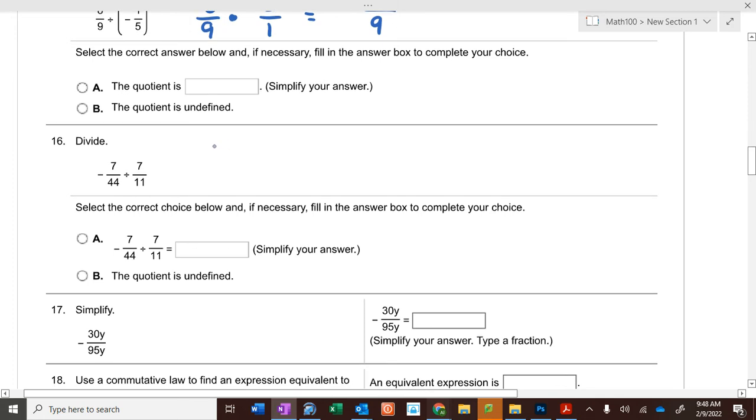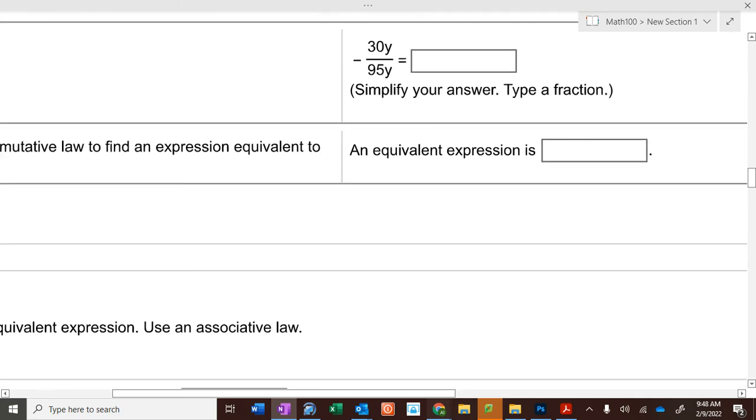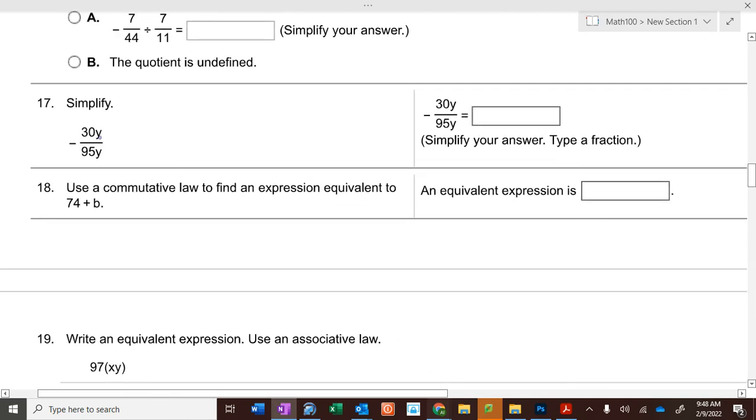Okay, -7/44 is -7/44 times 11/7. 44 and 11 is 1 and 4. 7 and 7 cancels to be -1/4. 30 over 95. What number goes into both 30 and 95? 5. And then the y's cancel. So it's 6 and 19. That's negative.